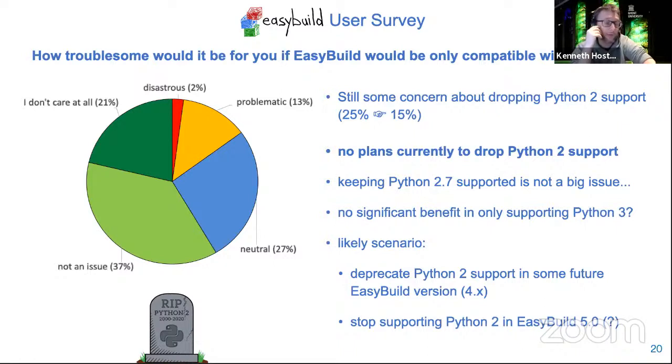Maybe the only advantage would be being able to run the test suite in fewer configurations, so not caring anymore about Python 3 versus Python 2. That's maybe the biggest advantage that we would see. So short term, no plans to drop Python 2 support. If we do it, we'll probably do it in EasyBuild 5.0, which is currently not in view either. We don't have any big plans to make big changes that would warrant an EasyBuild 5.0.